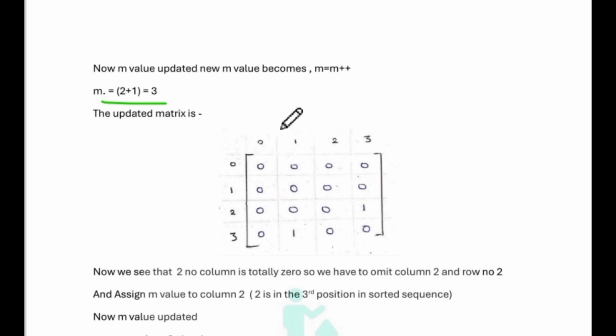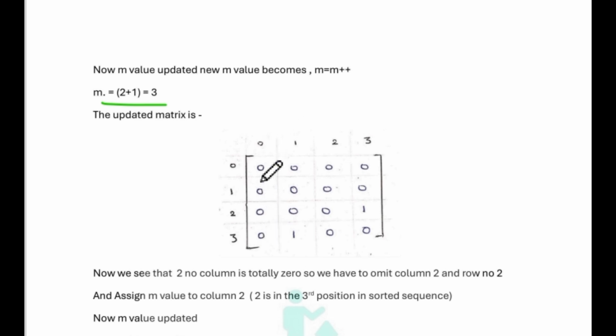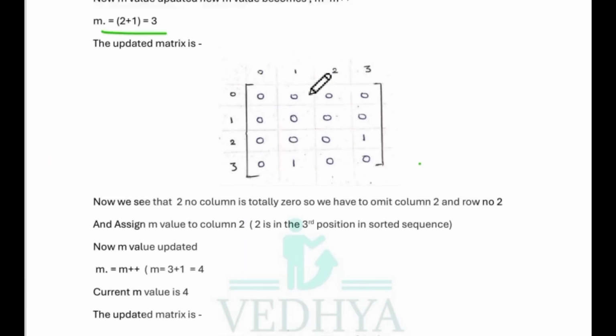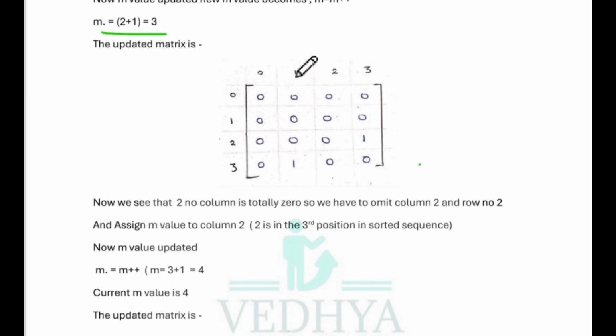This column is totally 0. This column is totally 0. Yeah, this column is totally 0. Column number 0 is totally 0, so we have to choose column number 0. Now check column number 1. Column number 1 is totally 0. Column number 2 is totally 0. Column number 3 is not totally 0 because there is a 1.